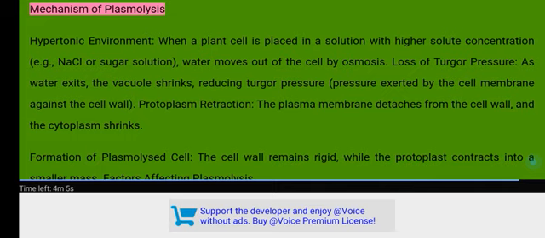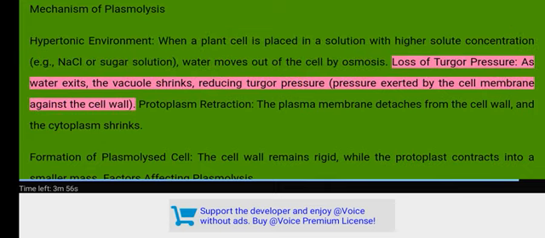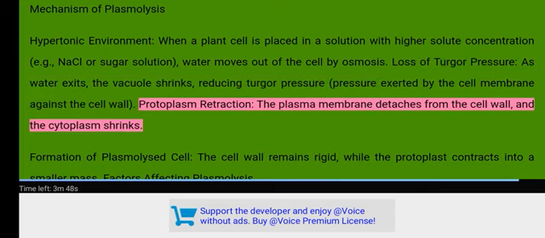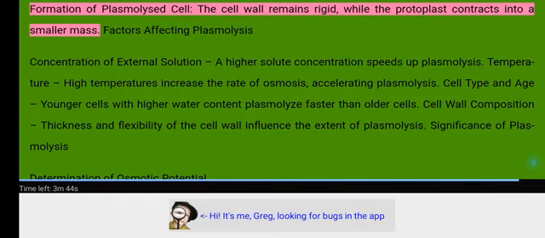Mechanism of plasmolysis. Hypertonic environment: when a plant cell is placed in a solution with higher solute concentration, e.g., NaCl or sugar solution, water moves out of the cell by osmosis. Loss of turgor pressure: as water exits, the vacuole shrinks, reducing turgor pressure, the pressure exerted by the cell membrane against the cell wall. Protoplasm retraction: the plasma membrane detaches from the cell wall, and the cytoplasm shrinks. Formation of plasmolyzed cell: the cell wall remains rigid, while the protoplast contracts into a smaller mass.